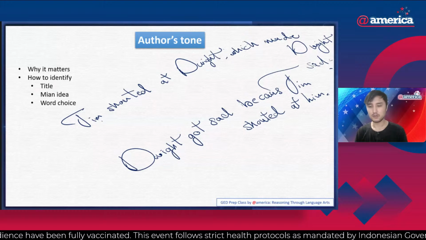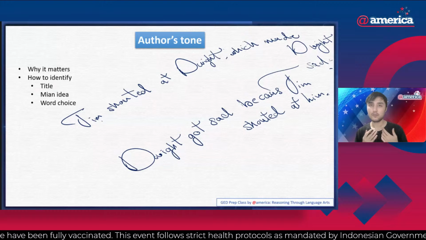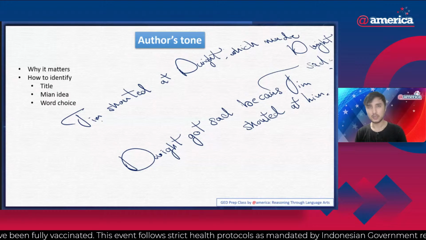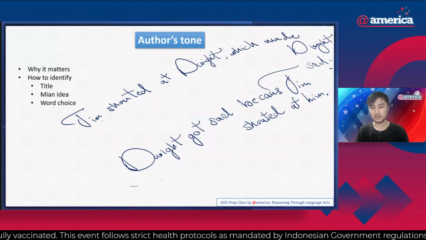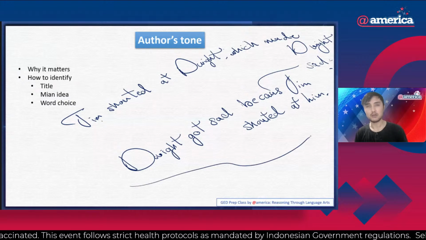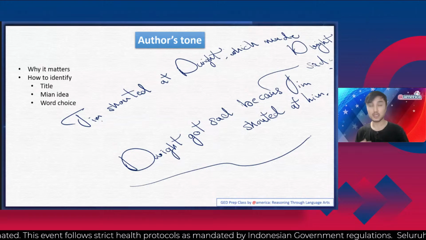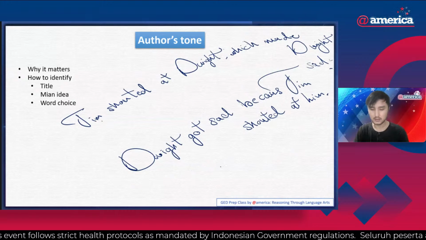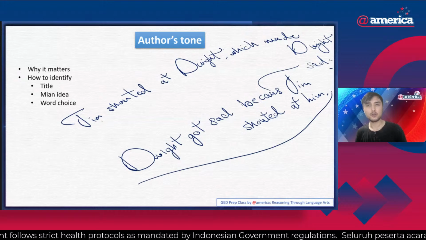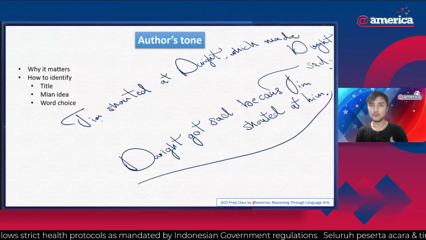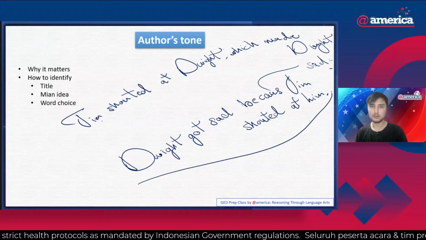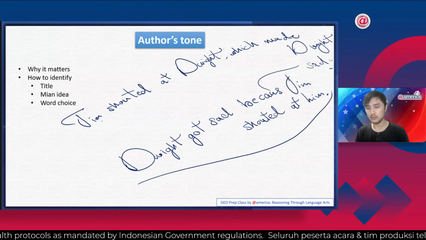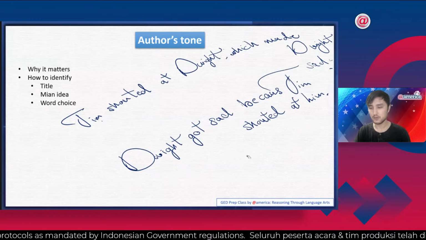So when you read the first one, Jim shouted at Dwight, which made Dwight sad, you can see the focus is on Jim's action and that thing making Dwight sad. But in the second one, Dwight got sad because Jim shouted at him. You still receive the same information, but after reading the second version, you feel Dwight's emotion more than Jim's action. Okay, so when you're reading, be careful and pay attention to these details.